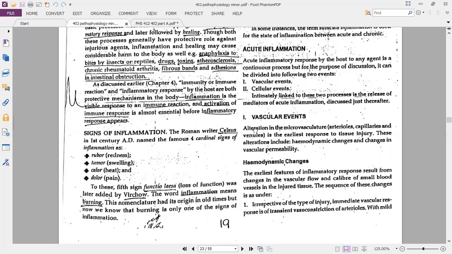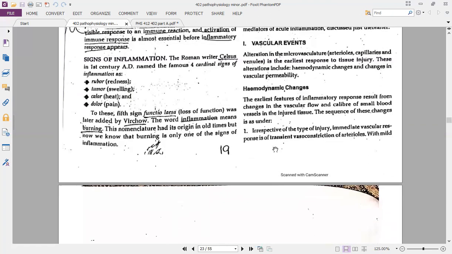What happens in the vascular events? Vascular events means that the microvasculature, which means the arterioles, the capillary bed, and the venules, are the earliest regions that respond to a tissue injury. Hemodynamic changes occur, and the first change is that, irrespective of the injury, the vascular response will always be a transient vasoconstriction of the arterioles.